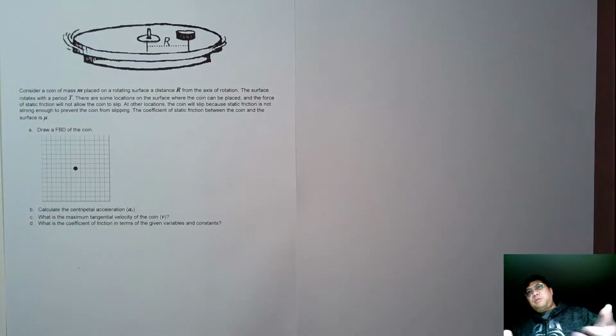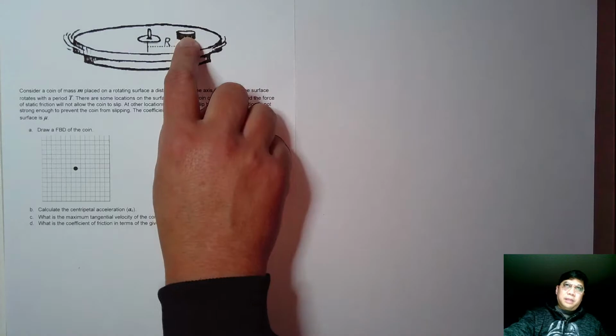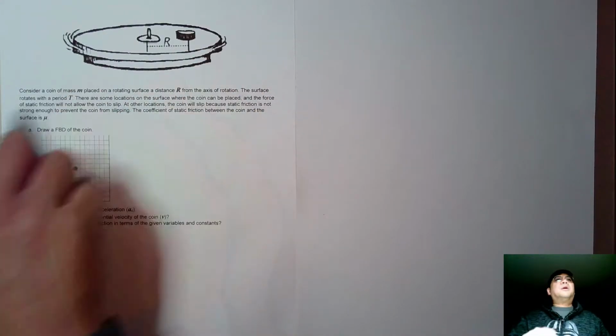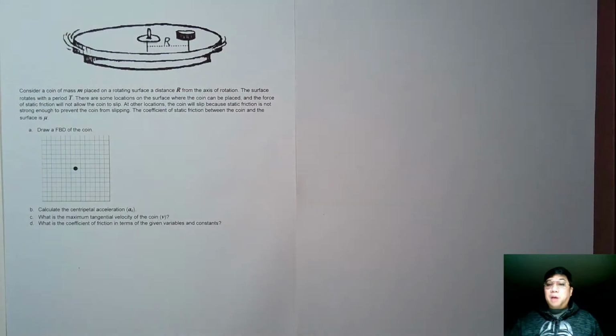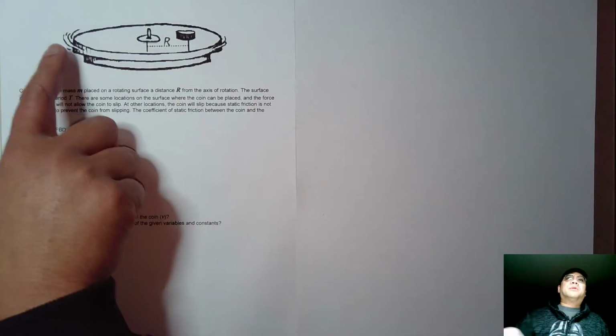Now, if it's moving too fast, as we have seen in previous videos or other videos from other sources, this coin, let's say it's a coin that is on top of a rotating turntable or disc, will slip.